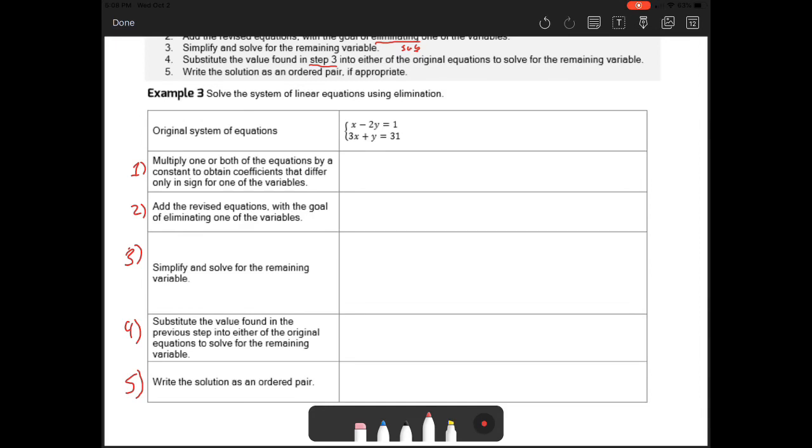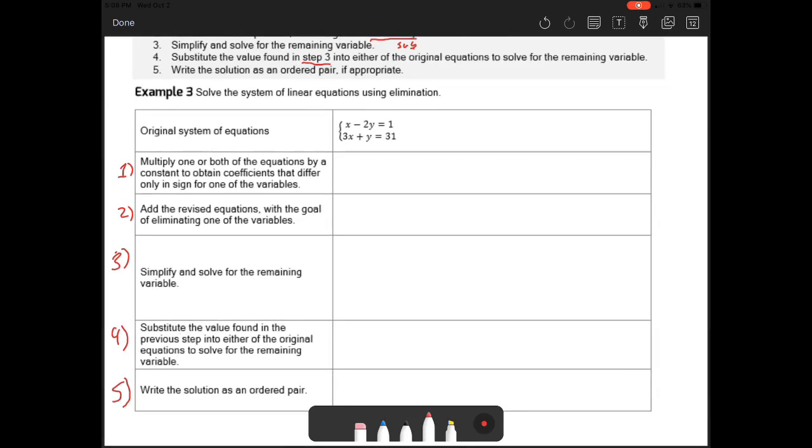So the first thing, it says multiply one or both of the equations by a constant to obtain coefficients that differ only in sign. Okay, so I'm going to look at my difference here. The only difference between my x and my 3x is the 3, and that it's positive. So if I wanted to make my x the opposite of it, I'd need to multiply by negative 3 to have it be the opposite but still be a multiple of 3. So I'm going to be multiplying by negative 3.